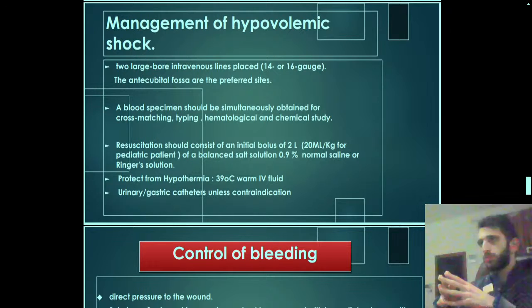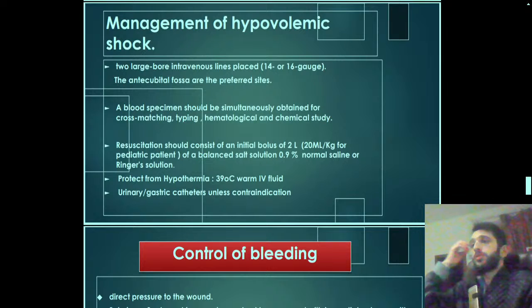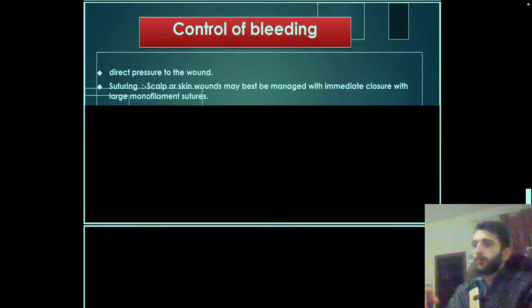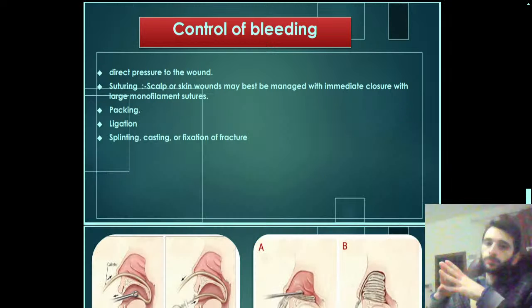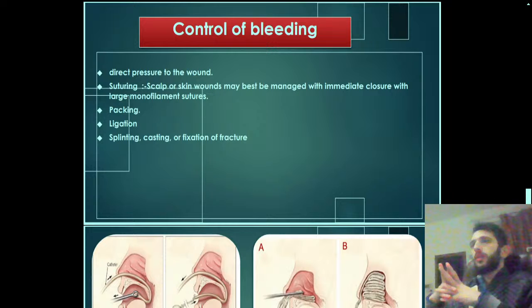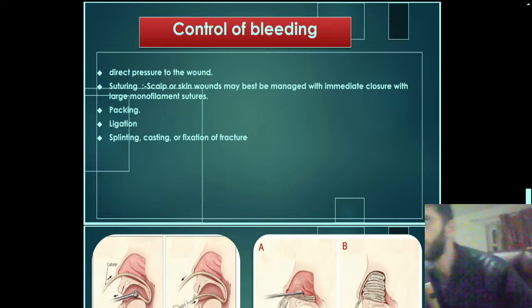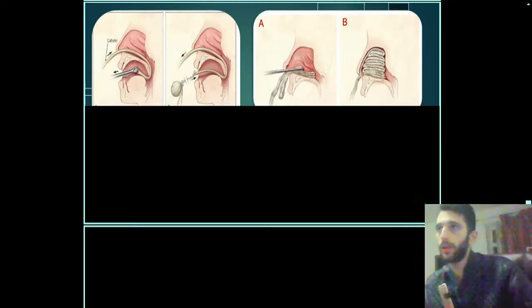Resuscitation should consist of an initial bolus, for pediatric patients 200 ml, to protect the patient from hypothermia. Urinary and gastric catheters should be indicated. Control of bleeding: direct pressure to the wound, packing, ligation, etc.